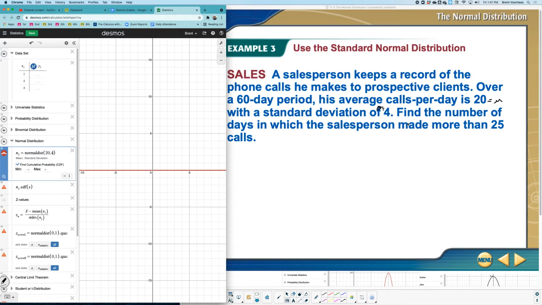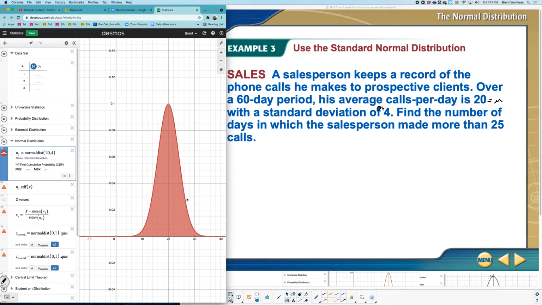Now I'm going to pick up the problem again. It says find the number of days in which the salesperson made more than 25 calls. Let me zoom fit this. So if I want more than 25 calls, I'm looking over here from 25 on to the right. So that would mean the minimum would need to be 25. And the calculator tells me that would be about 10.6% of the time.